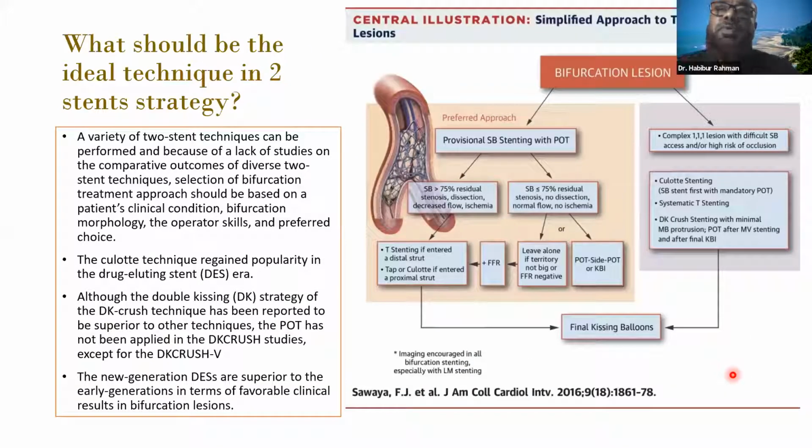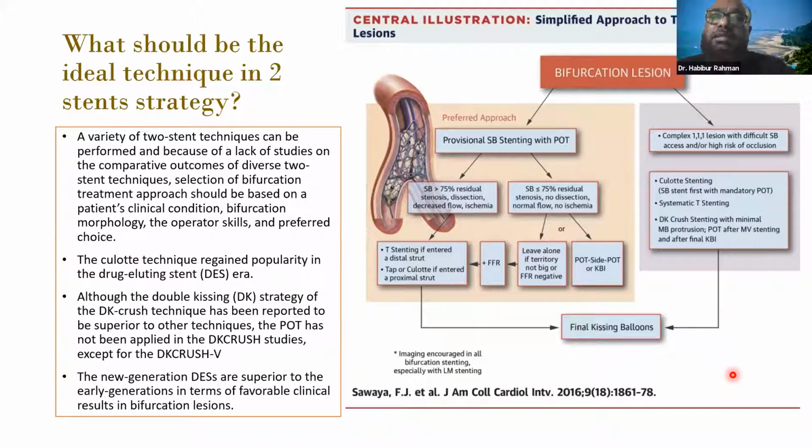So what should be the ideal technique in a two-stent strategy? There is no unified consensus, so a variety of techniques can be performed because of the lack of studies comparing these two-stent techniques. Selection of the bifurcation treatment approach should be based on the patient's clinical condition, bifurcation morphology, the operator's skill, and preferred choice.